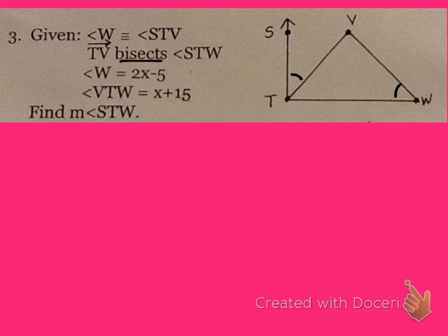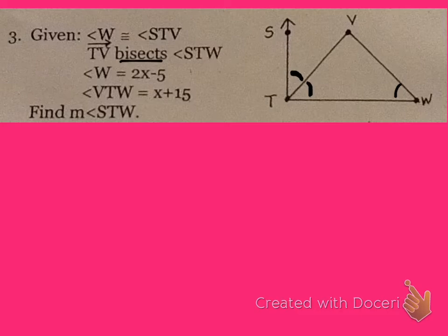Remember, whenever we bisect something, we have 2 congruent smaller parts, which means that this angle that I've already put an arc through is going to be congruent to this angle. And if you look at our picture, we now have 3 angles that have been marked with arcs, which means they are all congruent. So this is really important for us to know. All 3 of those angles are congruent.